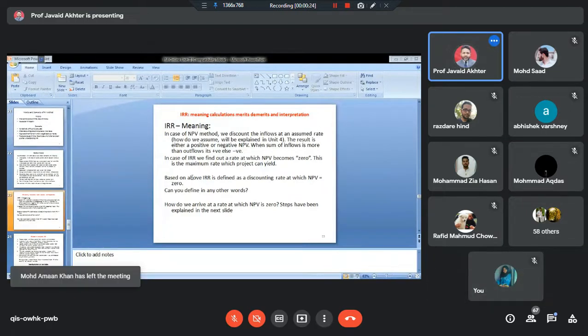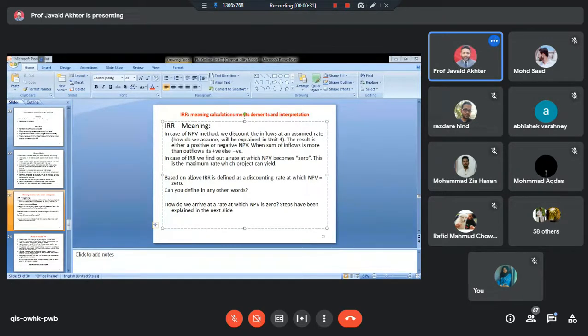IRR can be defined as a rate or a discounting rate at which net present value is 0. See, you take 10%, the present value is positive. In order to reduce the present value, what would you do? Increase the rate or decrease the rate?